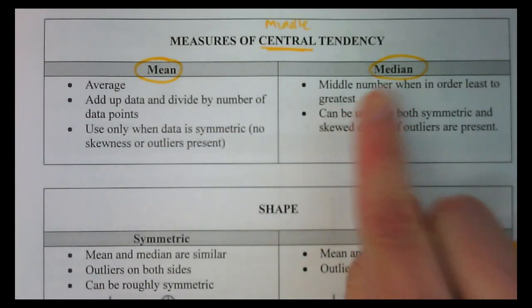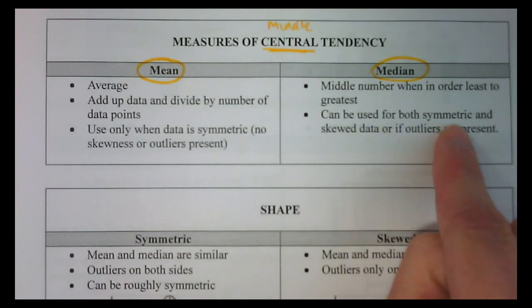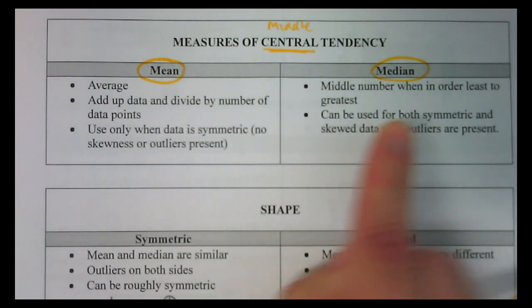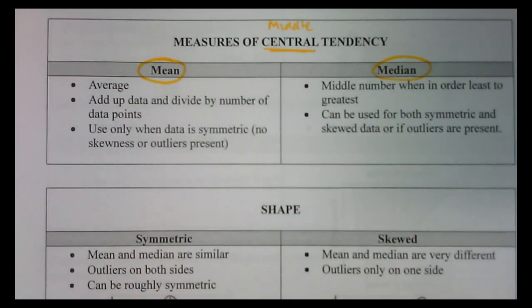Median is the middle number when it's in order from least to greatest, and it can be used for both symmetric and skewed data, or when you have outliers. So these words should be familiar. We've talked about them earlier in the year.